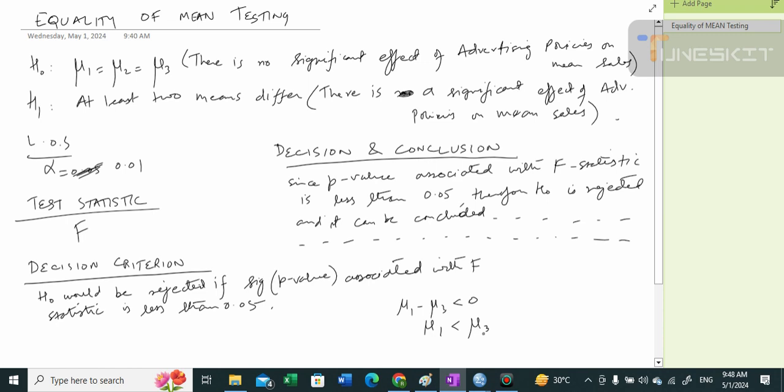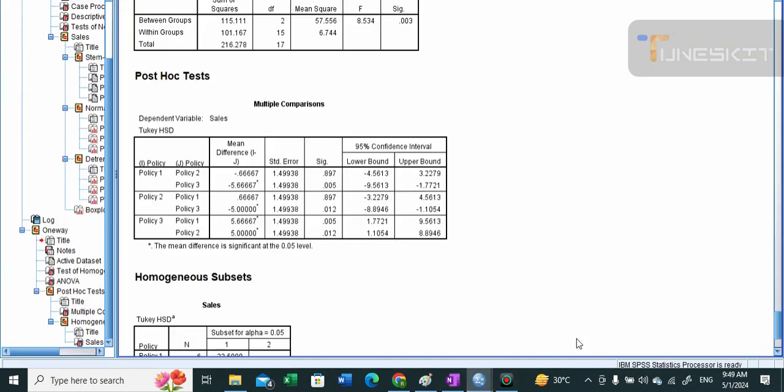Does indicate that mean sales generated on the basis of policy 3 is significantly greater or higher as compared to policy 1. Similarly, if we look at the outcome of the third pair, policy 2 versus policy 3 comparison, again this is also significant at 0.012 significance level, that is less than 0.05. Therefore, H0 is rejected. H0 of equality of two means is also rejected in this case when we compare policy 2 with policy 3 results.